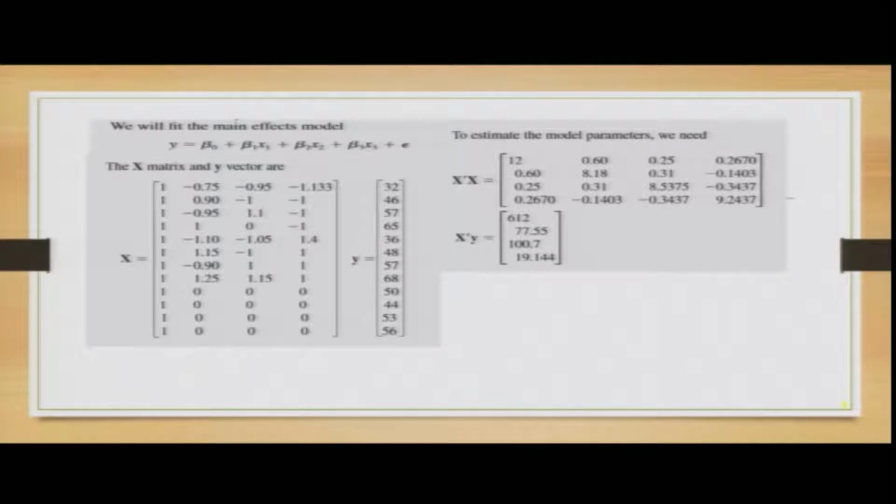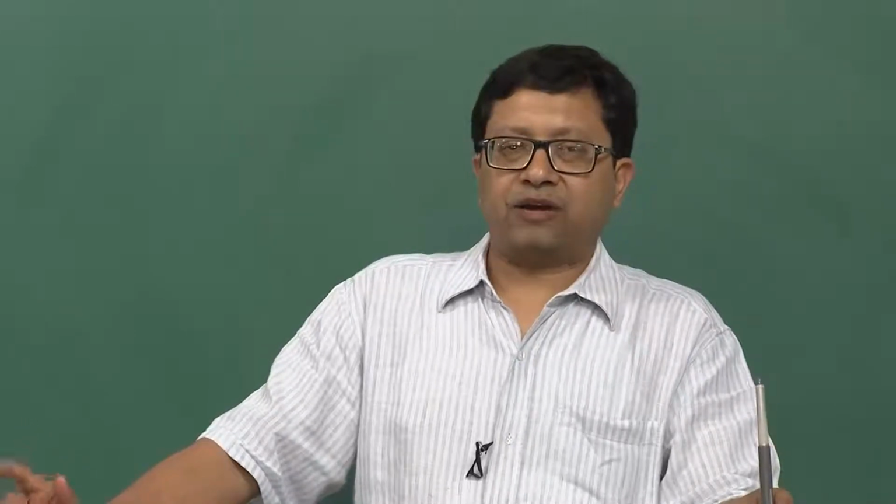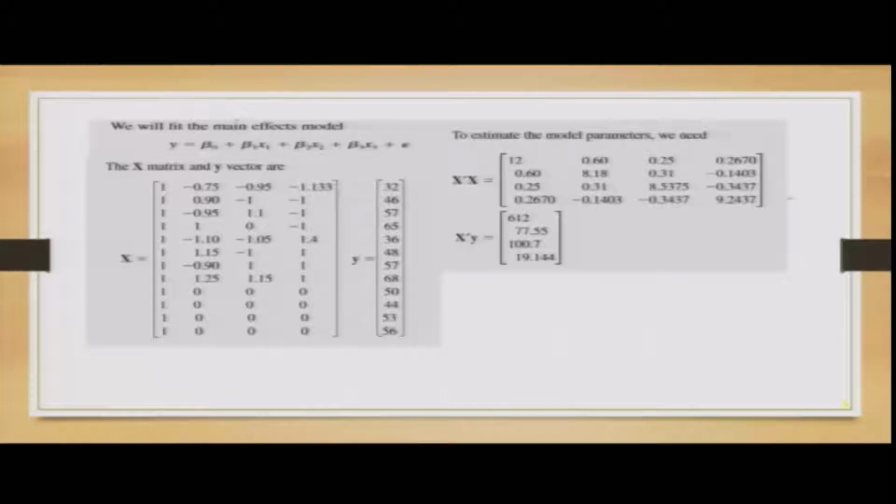We will fit the main effect model, again the same model: y is equal to beta naught plus beta 1 into x 1 plus beta 2 into x 2 plus beta 3 into x 3 plus epsilon, and y hat would be equal to beta naught hat plus beta 1 hat into x 1 plus beta 2 hat into x 2 plus beta 3 hat into x 3, with obviously no error. The x matrix is given, the y matrix is given. From this we find x transpose x and x transpose y, and from that we find the beta hat vector.